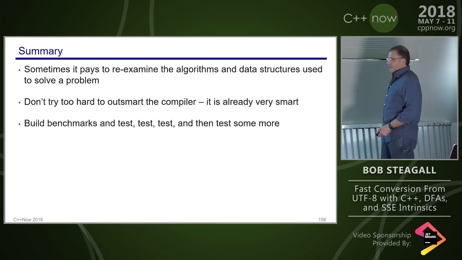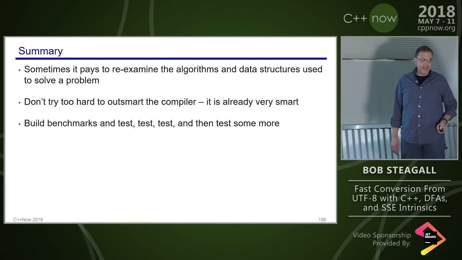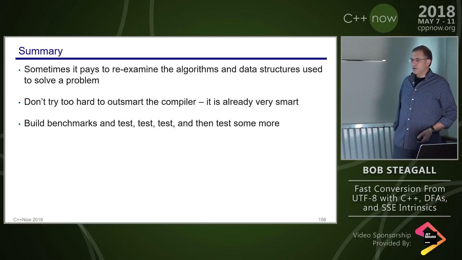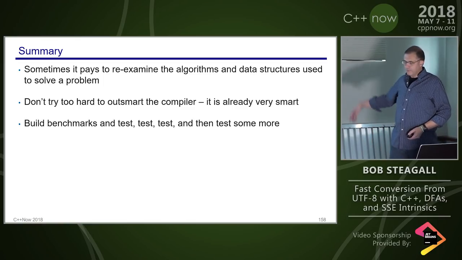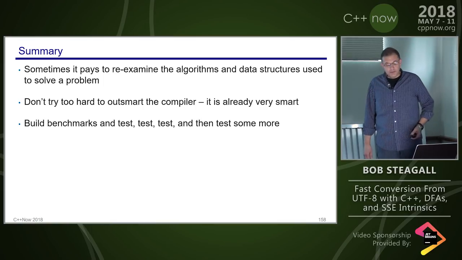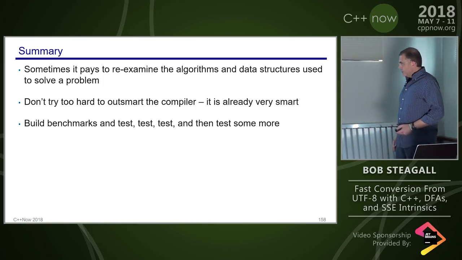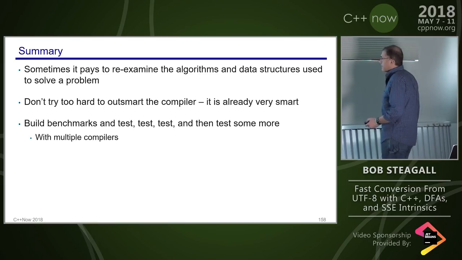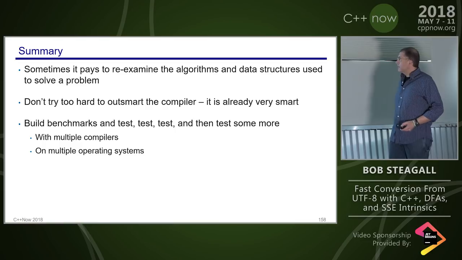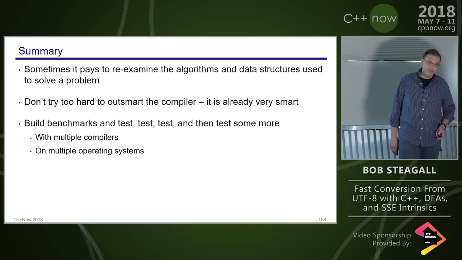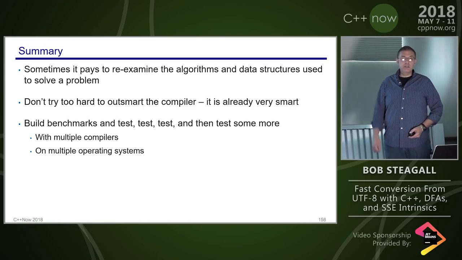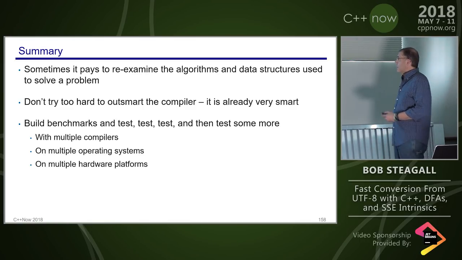Build benchmarks and test and test and test and test some more. After I wrote the initial simple decoder, I built the first set of benchmark code, which evolved over time. But it's not sufficient to just test in one place. You need to try it with multiple compilers. Here I used three. On multiple operating systems, here I used two, Windows and Linux. If I'd had a FreeBSD VM up and running, I would have tried that as well.